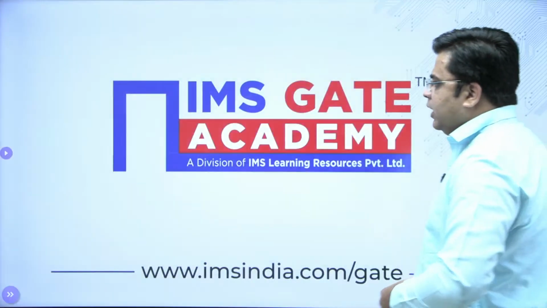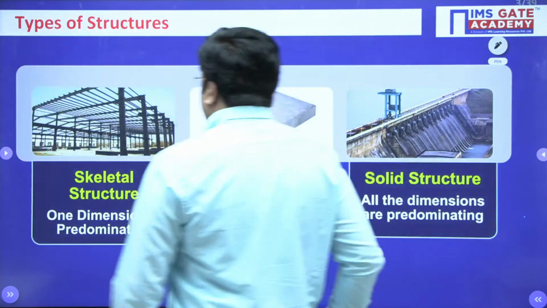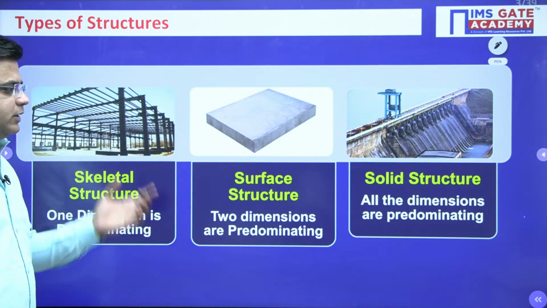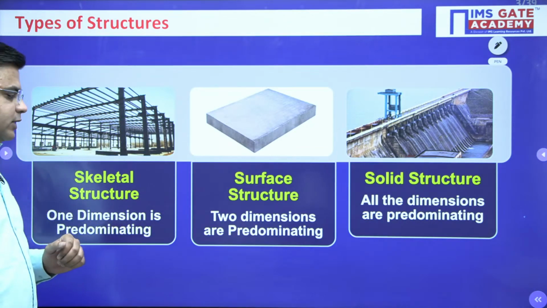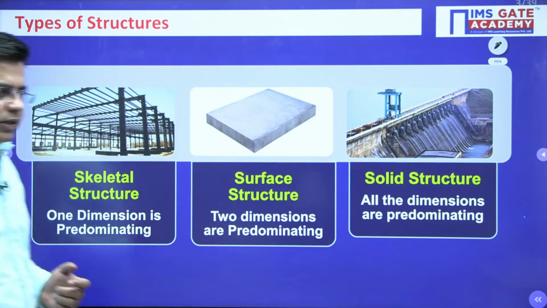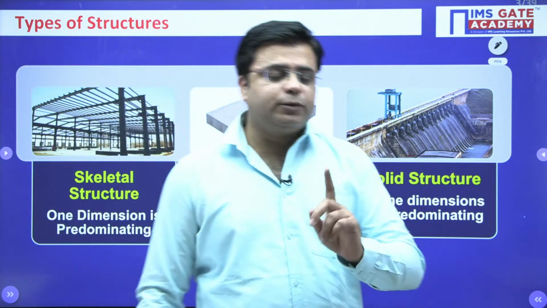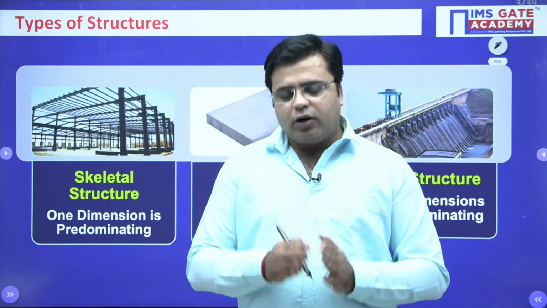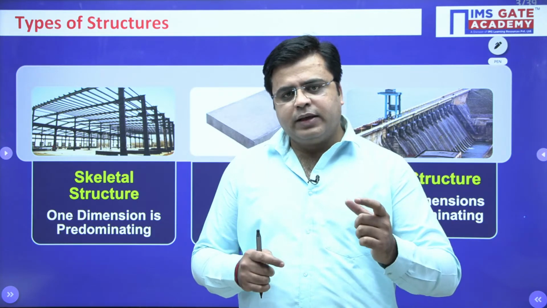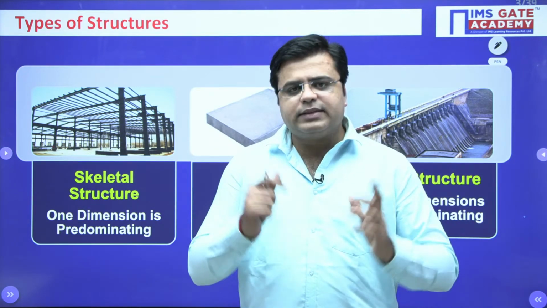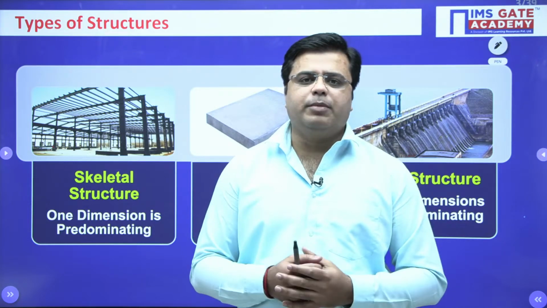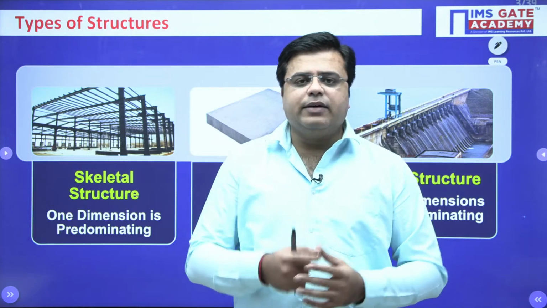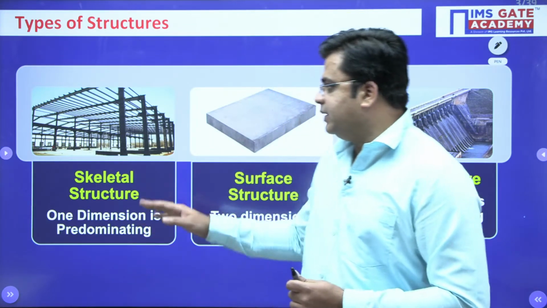Moving on, when we talk about structural analysis, we need to study different types of structures. On a broad scale, structures are of 3 types. The first type is the skeletal structure, where only one dimension is predominating. We know that any object has 3 dimensions: a length, a width, and a height. Out of these 3 dimensions, if one dimension is predominating, that is, the length is more compared to the height and the width, then that type of structure is known as a skeletal structure.